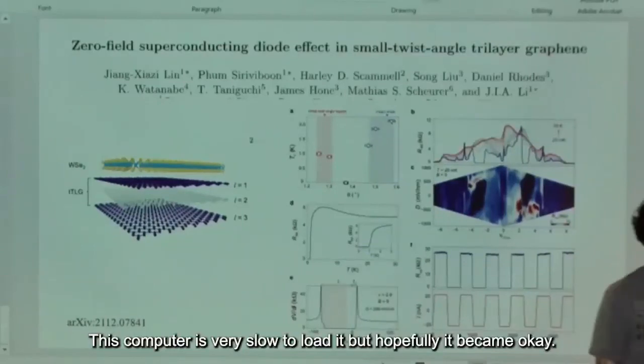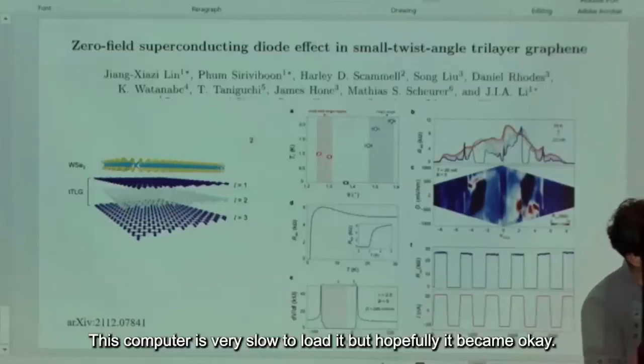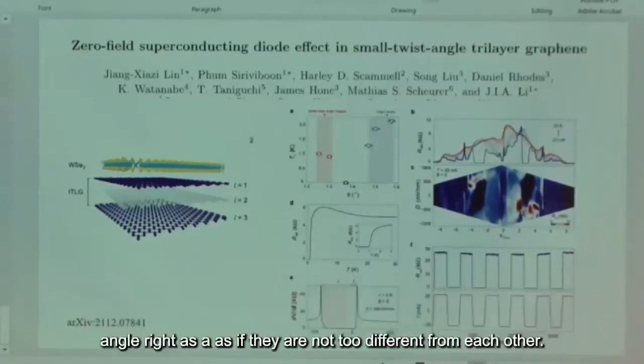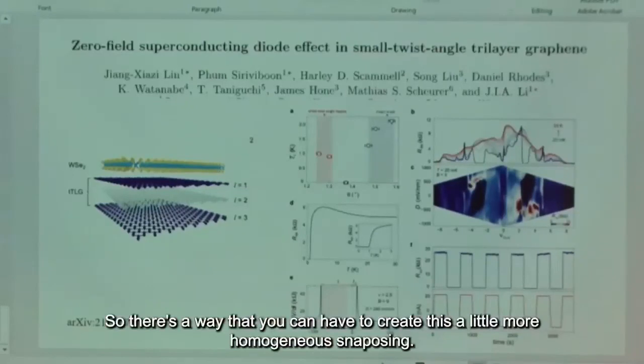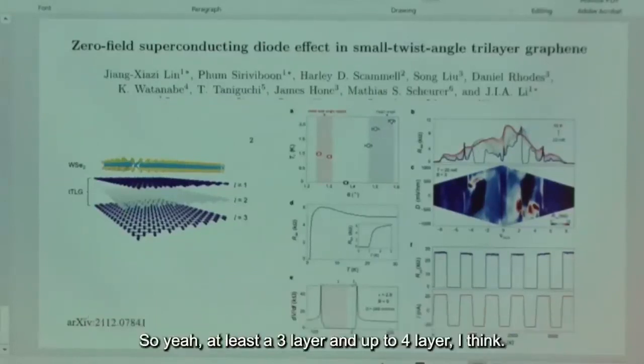Okay, so there's an STM study that shows that indeed there are additional structures that appear. There's an STM study that shows there may be more and more of these non-self-locking parts. But nevertheless, I think there are interactions that drive the majority of structures into this average angle, right? As long as they are not too different from each other. So there's a way to create somewhat more homogeneous samples in that regard. So even for 4 and 5 layers, etc., I don't know. I think at some point you start to lose all these things, right?